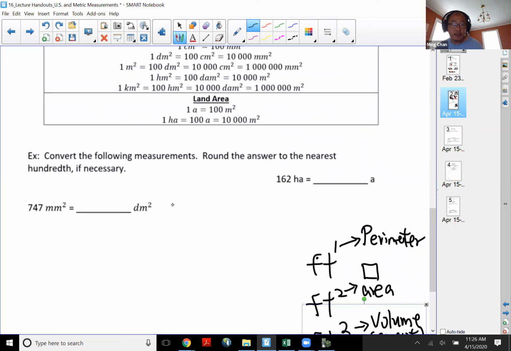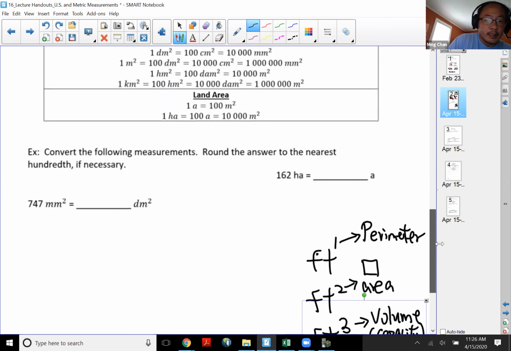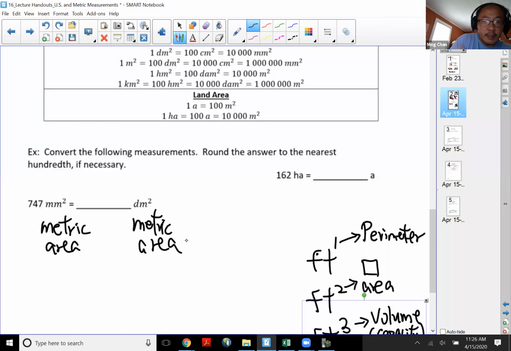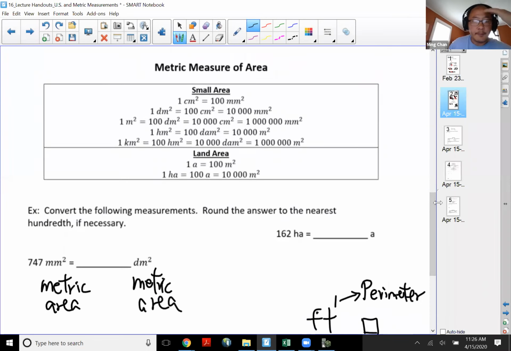So when you see this square, that means we're dealing with area. When you see milli or decimeters, that means it's metric to metric. But the square tells you that you now need to look at metric area and convert to metric area. So these are the conversions we have.